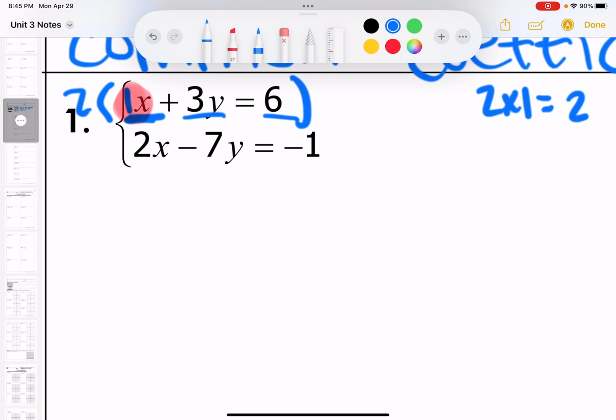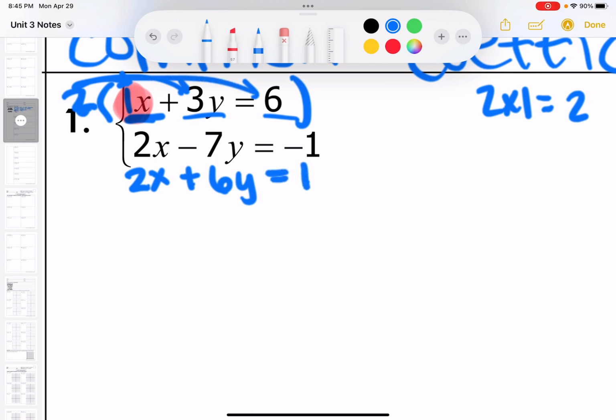So, now that I figured that out, I'm going to multiply the entire equation by 2. I'm going to be using the distributive property in order to do that. So, 2 times 1x is 2x. 2 times 3y is 6y. 2 times 6 is 12.